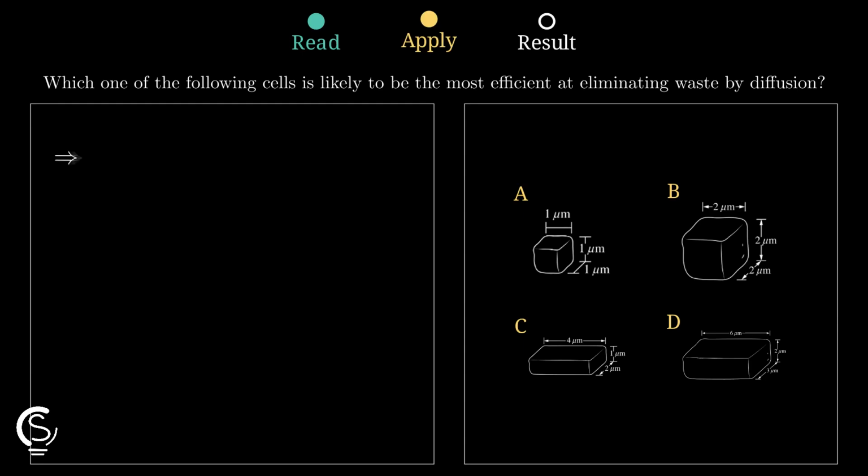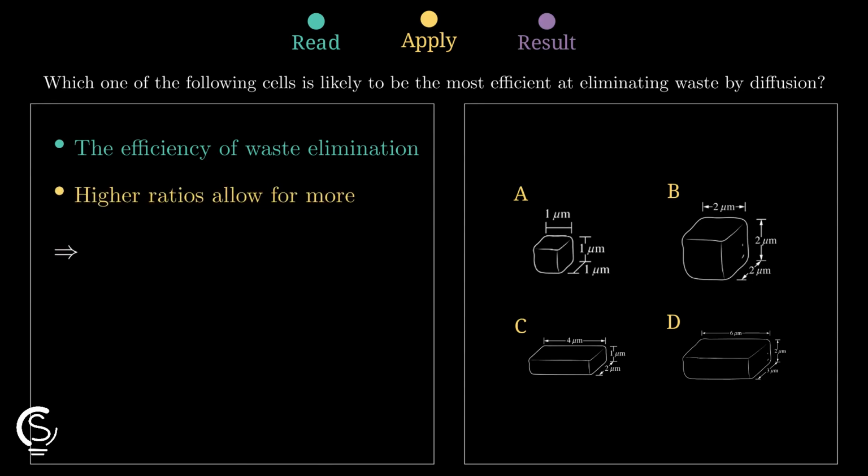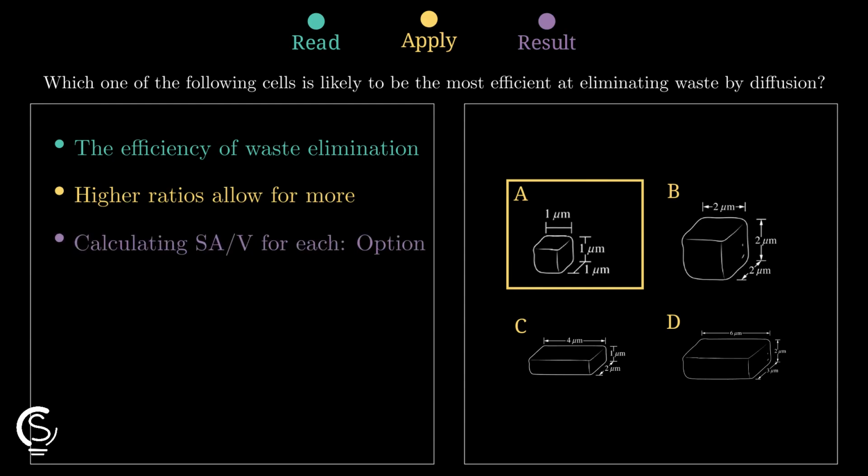Higher ratios allow for more rapid exchange across the membrane. As cells grow larger, their volume increases much faster than their surface area, making them less efficient at moving waste. Calculating the surface area to volume ratio for each choice shows that the smallest cell has the largest relative surface. That makes option A our final winner for maximum efficiency.